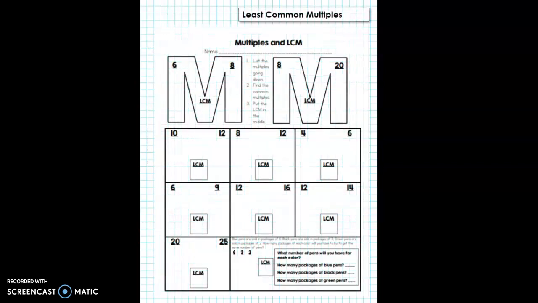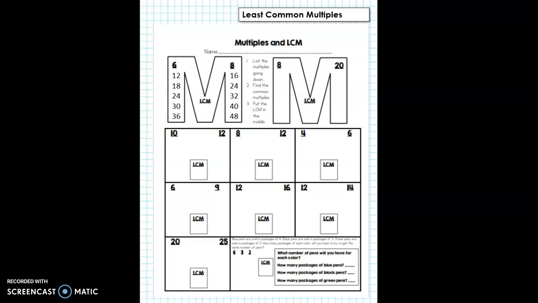On the next page, we have some practice problems. This is utilizing the M method of finding multiples. Simply list the multiples down each leg of the M. The multiples for 6 are 6, 12, 18, 24, 30, and 36. Don't forget that the number itself is also a multiple. 6 times 1 is 6. List out the multiples of 8. 8, 16, 24, 32, 40, and 48.